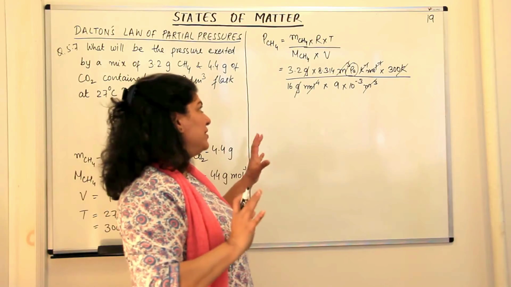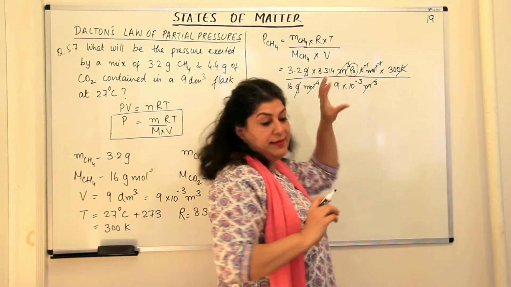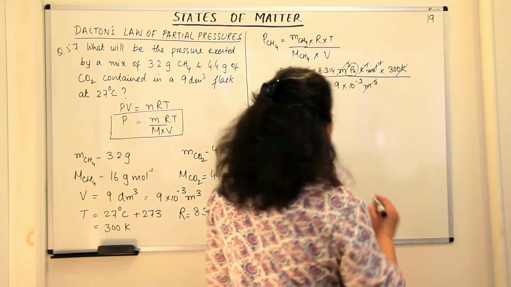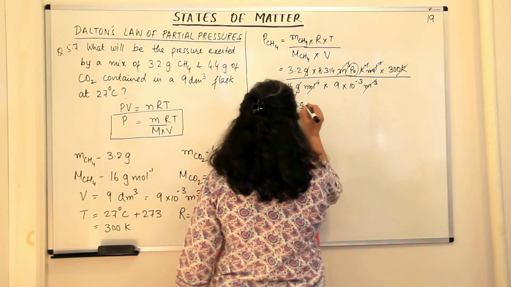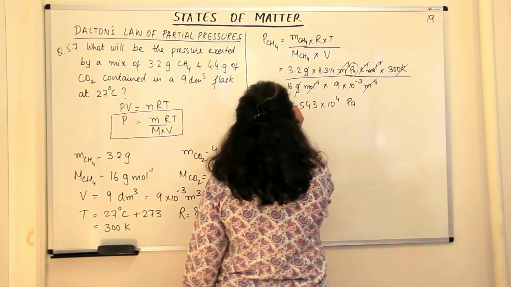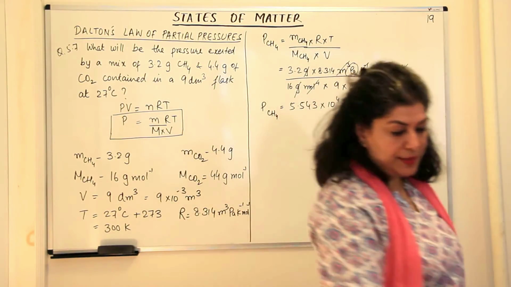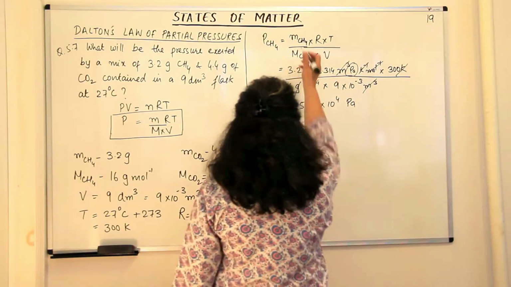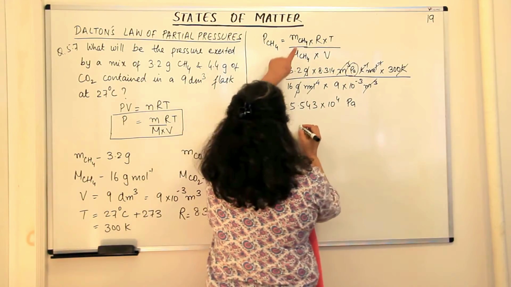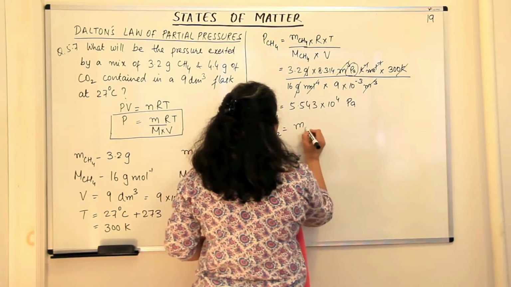So it means we plugged in the right values, and now if you calculate this, you will arrive at the answer 5.543 into 10 to the power 4 pascals, which will be the partial pressure of methane, right? Now, similarly, let us find out the partial pressure of carbon dioxide. Plug in the same values now for carbon dioxide.